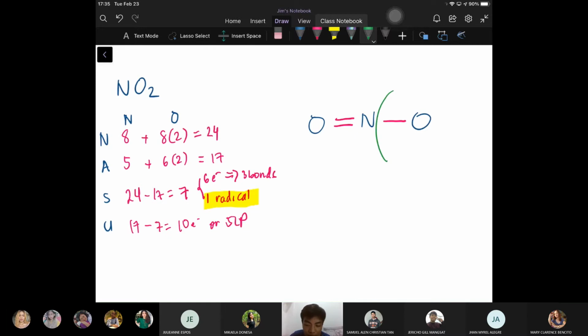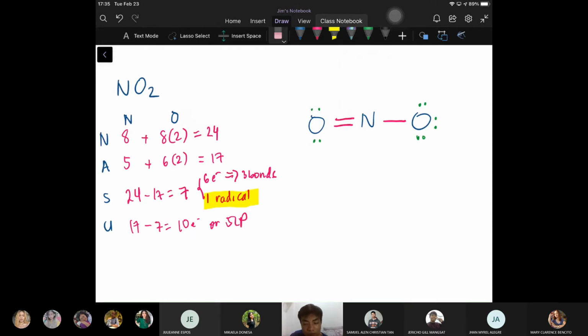Terminal muna. So this atom has 2 electrons. For it to be stable, kailangan ng 8. So I will give it 3 lone pairs. So may 2 na lang ako natitira. This atom has 4 electrons. So kailangan niya ng 2 lone pair. Ayan, nagamit ko na lahat ng lone pair. Okay? So ubos na yung 5 lone pairs ko.